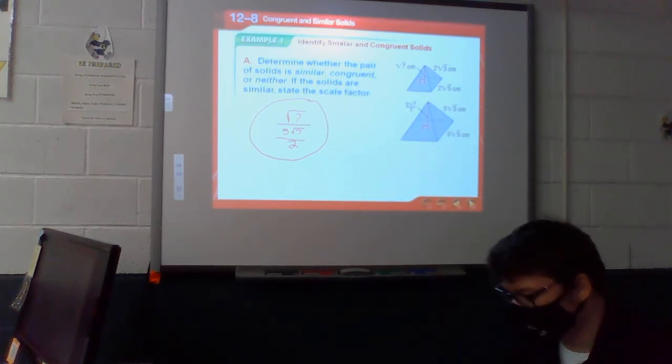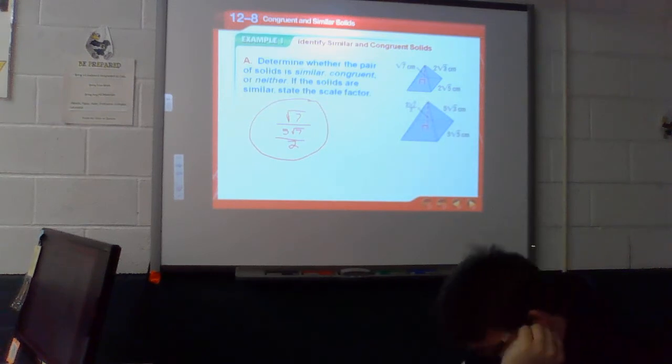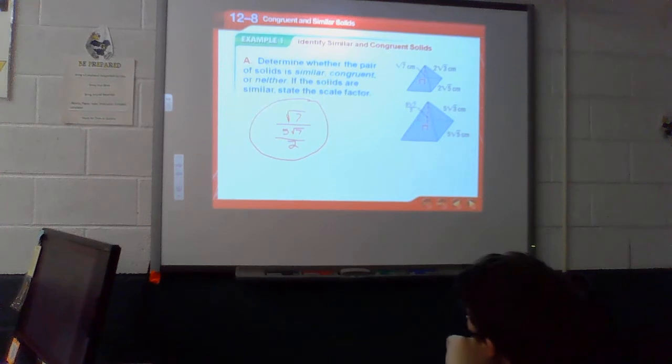So if you didn't get 0.4, raise your hand so we can help you out. If you already got 0.4, now go on to the next one, and try this side right over here. 2 square root of 3 over 5 square root of 3. Punch that one into your calculator. And then the last one is 2 square root of 5.